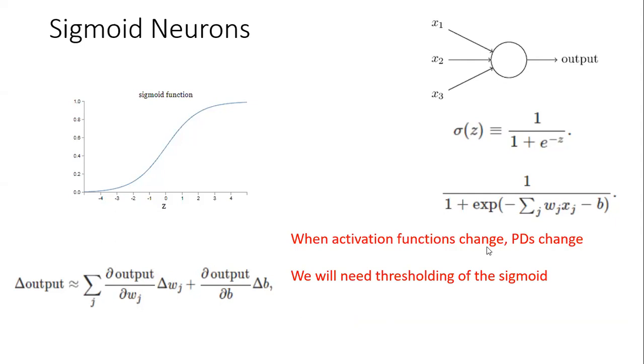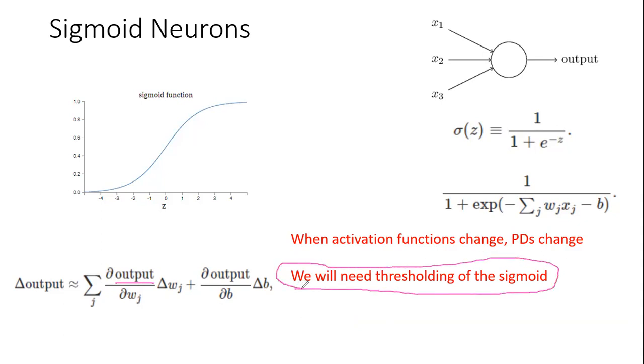So when activation functions change, PDs change. PDs kya hote hain? Partial derivative. Yes, when the activation function changes, the partial derivative changes. So if you change the activation function, then obviously, because we are taking the partial derivatives of the output, and the output is defined by the activation function, the partial derivative values will change. So different activation functions will have different partial derivatives, and we will need thresholding of the sigmoid.